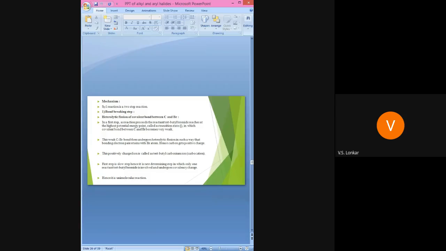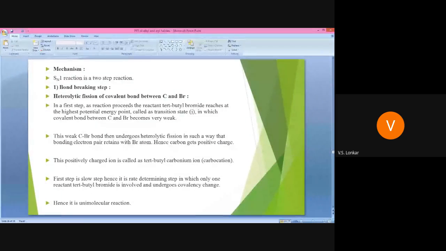Substitution reaction and reduction reaction. In that, we have completed SN1. We have completed elimination reactions. Okay. Then later on, the substitution reaction. We know what we mean by the substitution reaction.